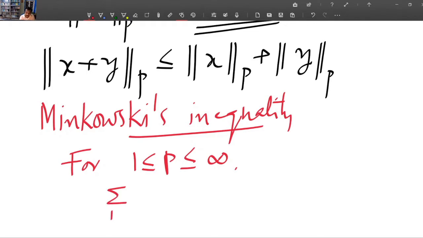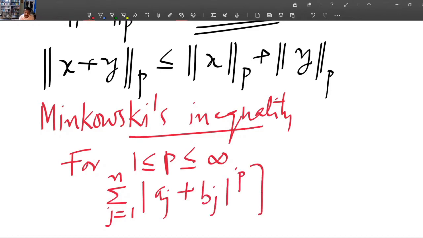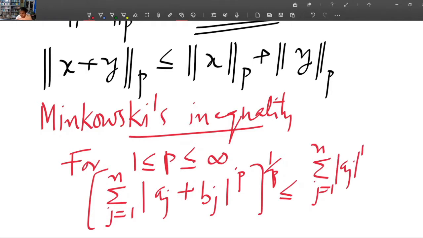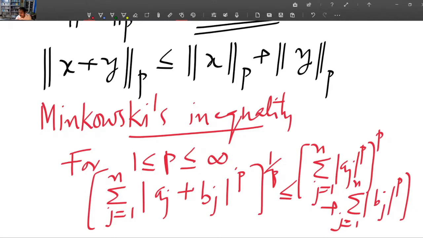Sigma j is equal to 1 to n, modulus of aj plus bj whole raised to p, the whole raised to 1 by p, is less than or equal to sigma j is equal to 1 to n modulus of aj raised to p the whole raised to 1 by p, plus sigma j is equal to 1 to n modulus of bj raised to p the whole raised to 1 by p. So this is Minkowski's inequality.